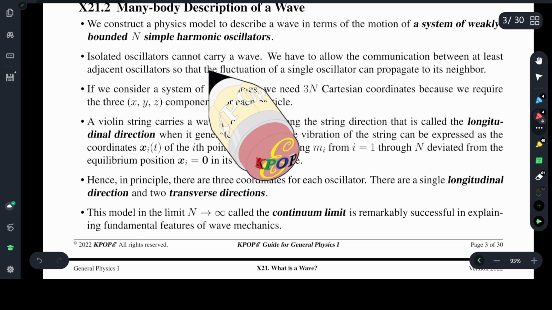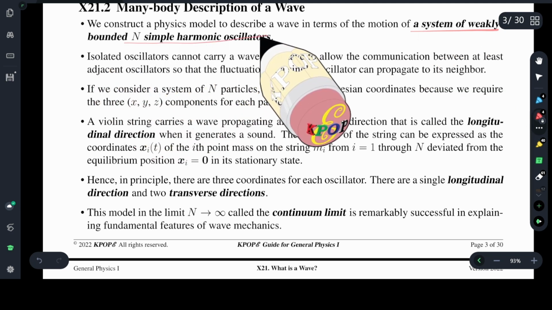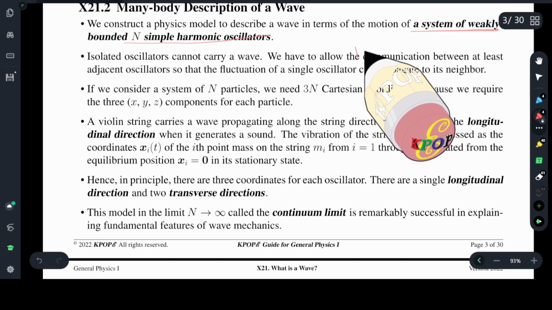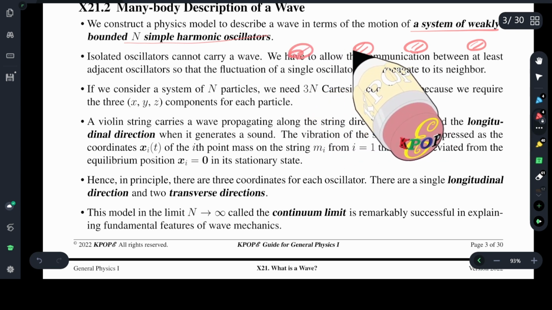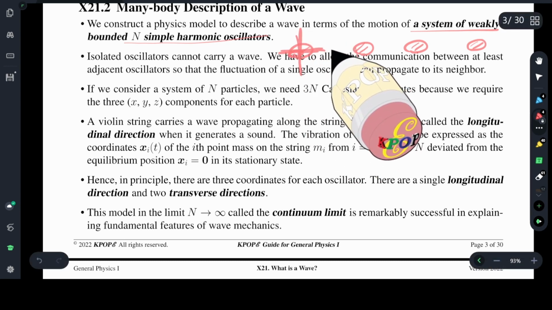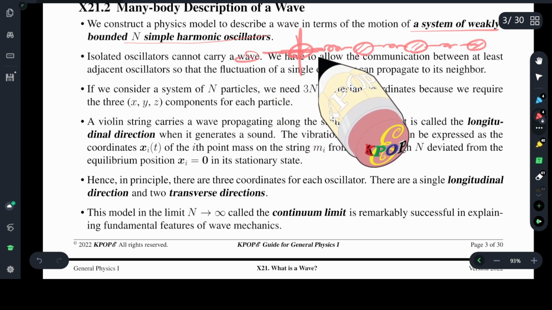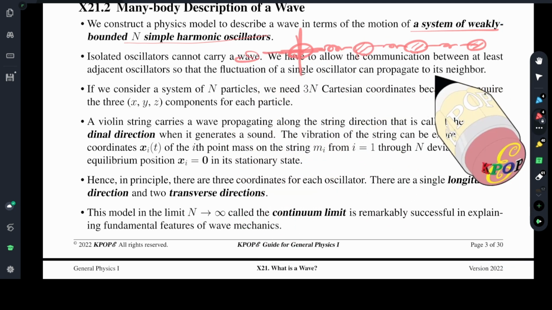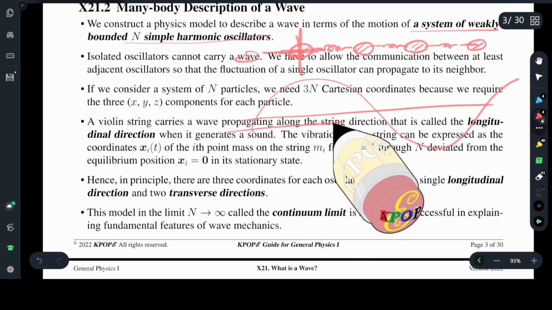So we are getting closer to our actual analysis based on this many-body theory. Again, a system of weakly bound simple harmonic oscillators. We have masses. They do not move very far to touch the nearest neighbor. They are just oscillating in this direction or that, and the energy is transferred to nearest neighbors. And on the global, macroscopic scale, they have some wave structure.